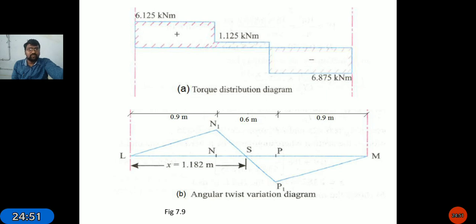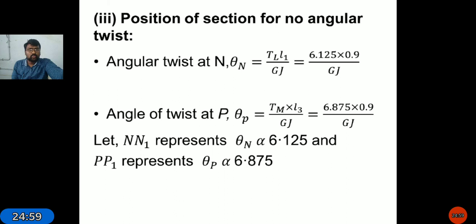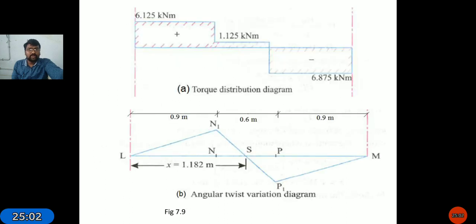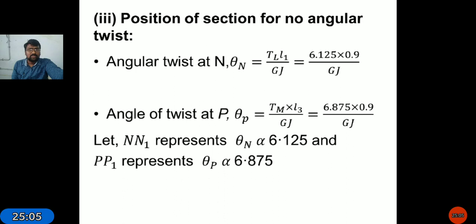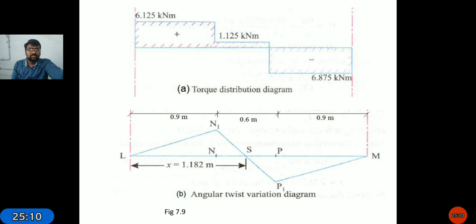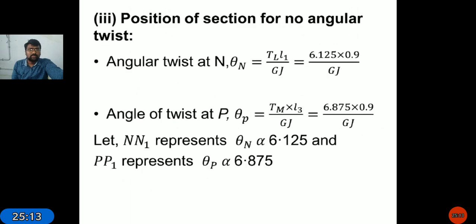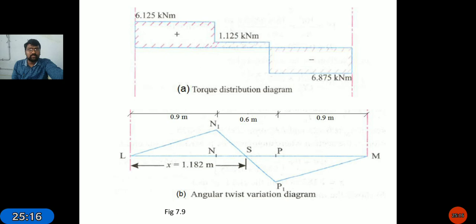Similarly, the angular twist at point M. At point P, the angle of twist is 6.125. Next, at point N it is 6.875. Here 6.875 is minus, so it is placed below the baseline. At point N it is a positive value, so it is taken as positive. Similarly at L it is 0. At one point the angle of twist is 0.